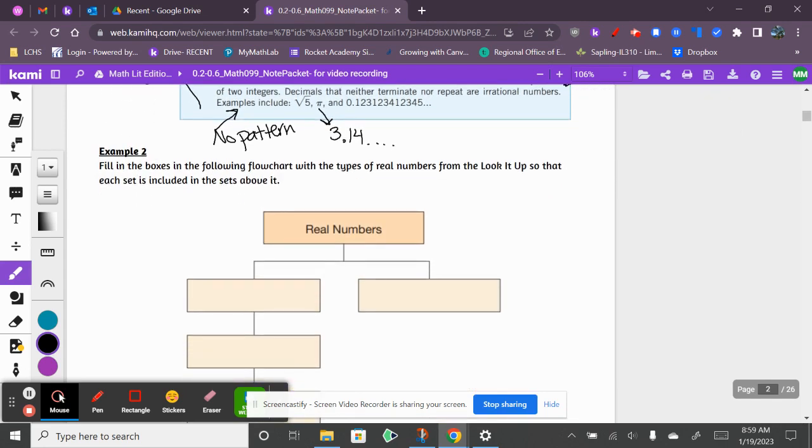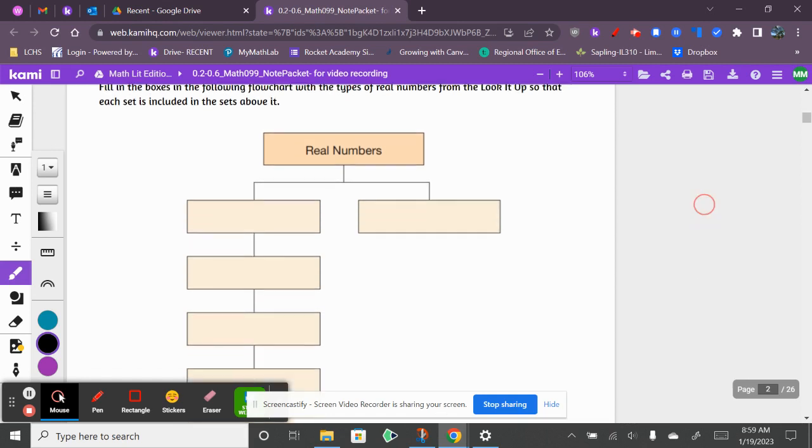Okay, for example 2, we're going to be looking at filling in the boxes and just kind of giving us a visual for our different categories of real numbers. I told you guys that real numbers can either be rational numbers or irrational numbers. So that's how they're first going to be broken down into either rational numbers or irrational numbers.